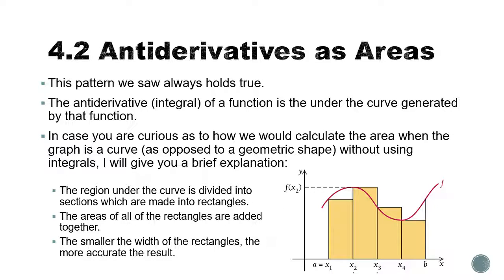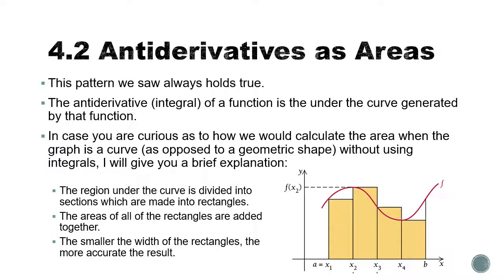You see here, there's our curve, F is our curve, and what you would do is divide the distance from A to B up into segments, and you would build rectangles off of those segments, as you see here colored in yellow. And you would find the area of these rectangles and add all that together.